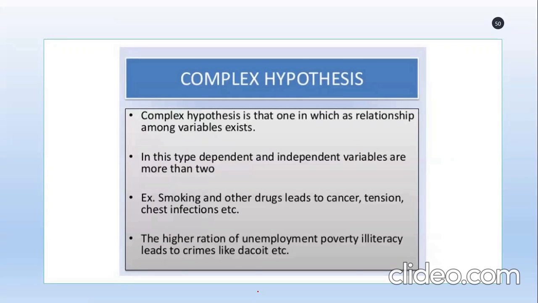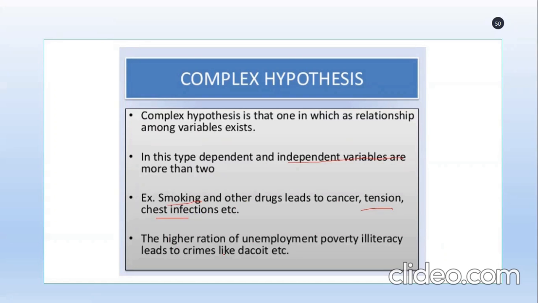But here there is a difference: these variables can be more than two. For example, smoking leads to cancer, but at the same time it can increase your stress level, it can increase your chest infections, maybe irregularity with your eating habits. So there are many variables. When we talk about a complex hypothesis, it is complicated, where you need to take care of all these variables in order to prove them.